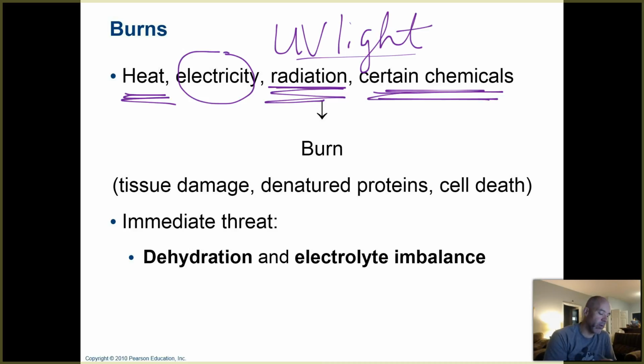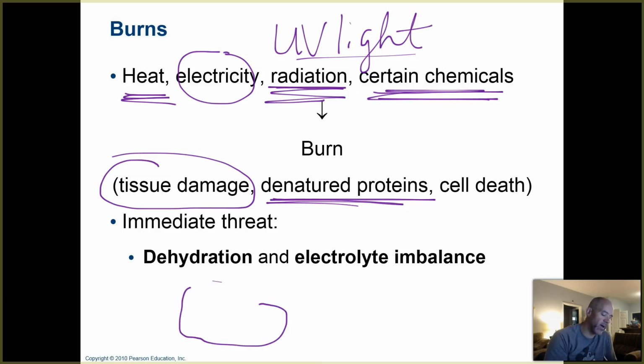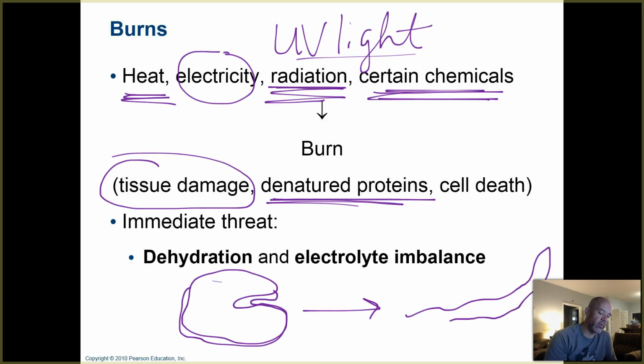So when you have a burn, what you're experiencing is tissue damage. Cells wind up dying due to the burn. The intense heat denatures proteins. What do we mean by that? So proteins have three-dimensional shapes to them. If a protein becomes denatured, it loses that 3D shape. That's what that means, loss of 3D shape.